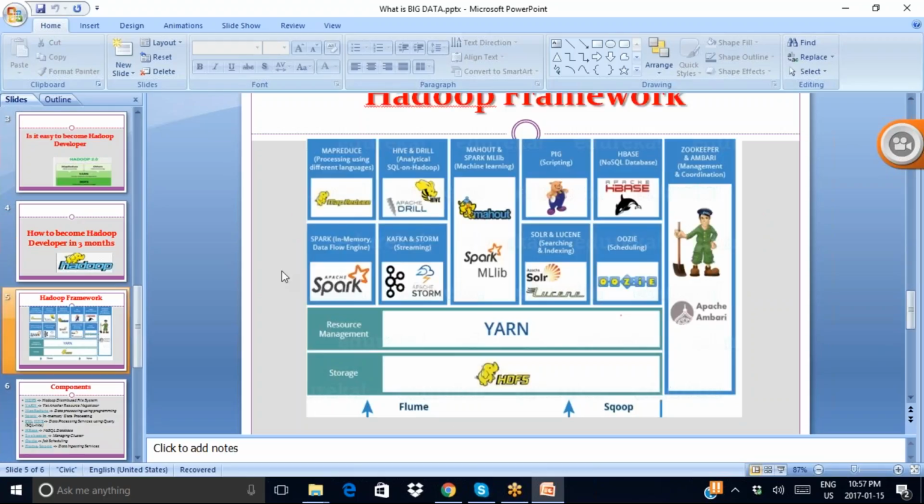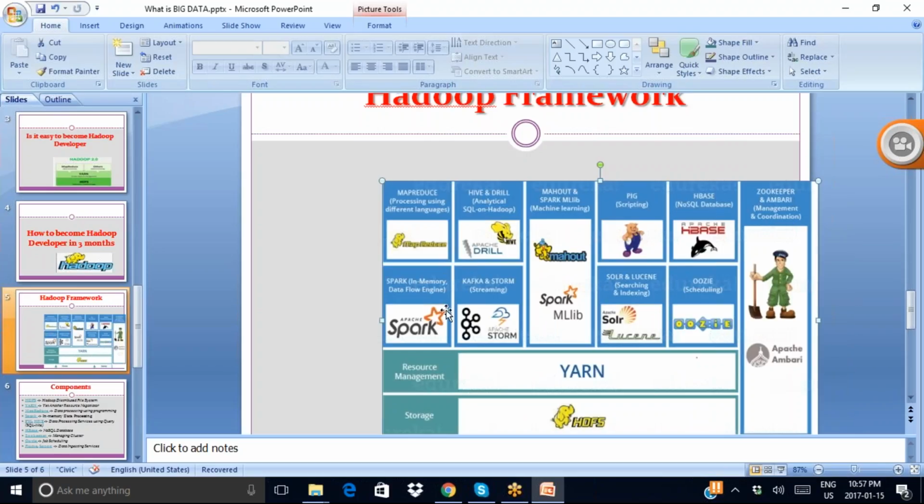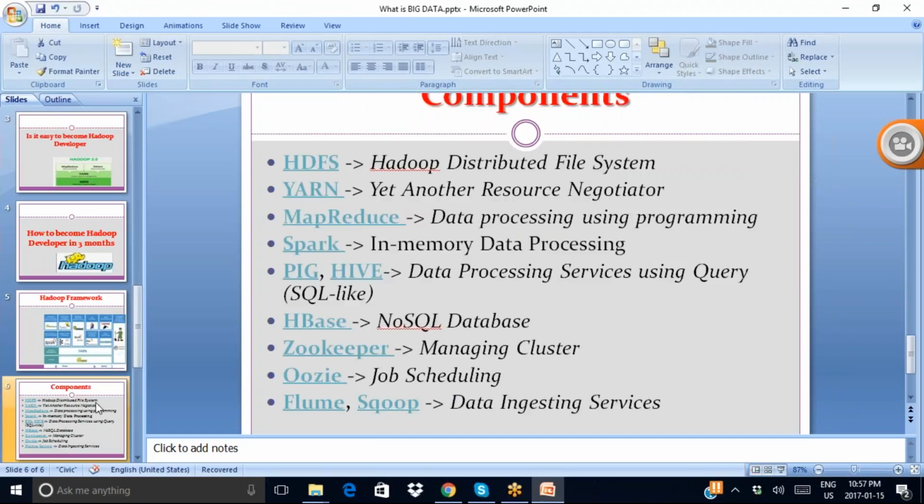This Hadoop framework has components like HDFS, with the Flume and Sqoop data ingestion tools flowing data in. You have Spark for data processing, YARN as the resource manager, and then we have Pig and HBase and so on. Okay, let's go to the next slide.